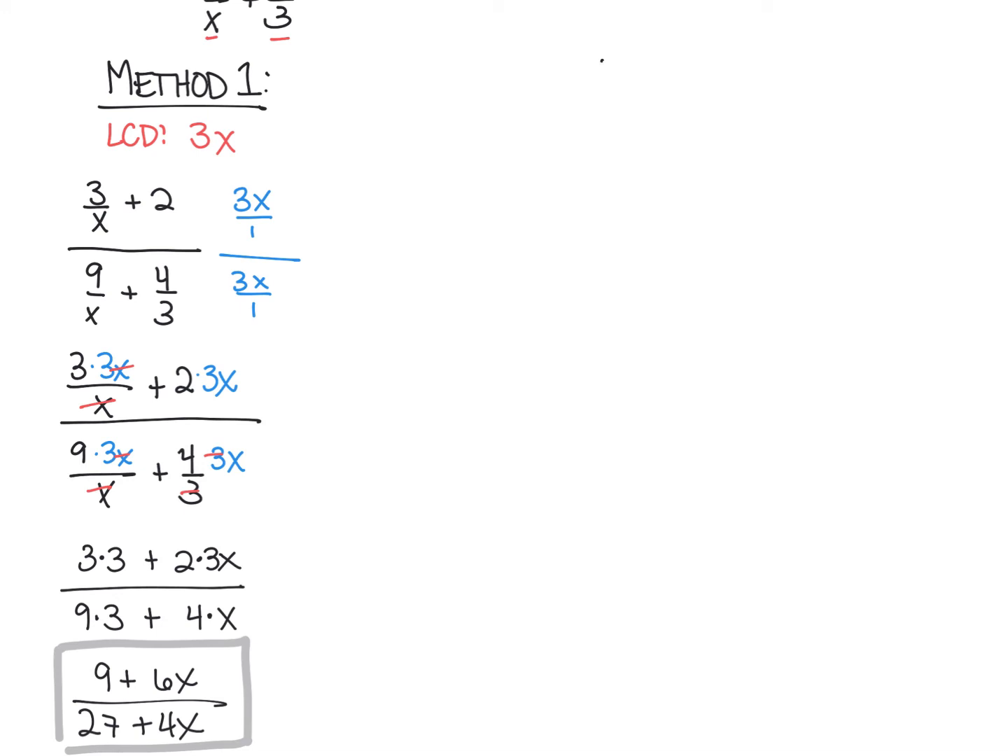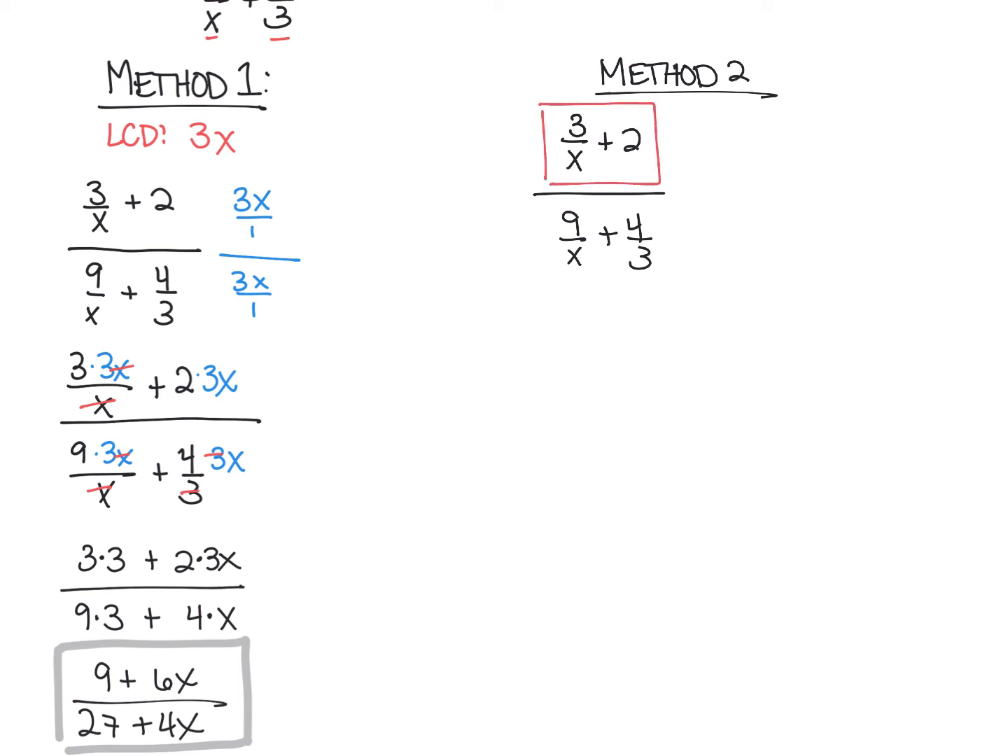If we were to do method 2, the other method that we have is to create one fraction in the numerator and one fraction in the denominator and then copy dot flop. So using method 2, the first thing I'm going to look at is this top fraction. And what I'm going to do is find a least common denominator for this top fraction, only the top fraction, which means looking at x and 1, my least common denominator would be 1x.